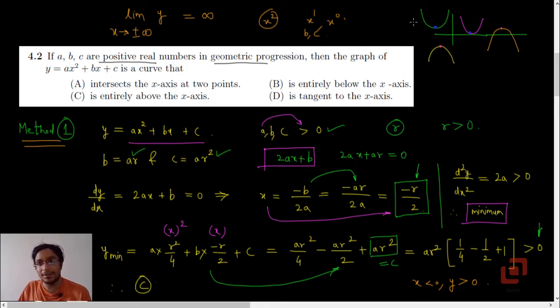Well, that's the first method, that is this. Which means its minimum is above the x-axis, so the parabola does not intersect the x-axis at 2 points, is also not entirely below the x-axis, and the parabola is also not tangential to the x-axis, but it is entirely above the x-axis. Okay, so there are two things that we discussed just now.